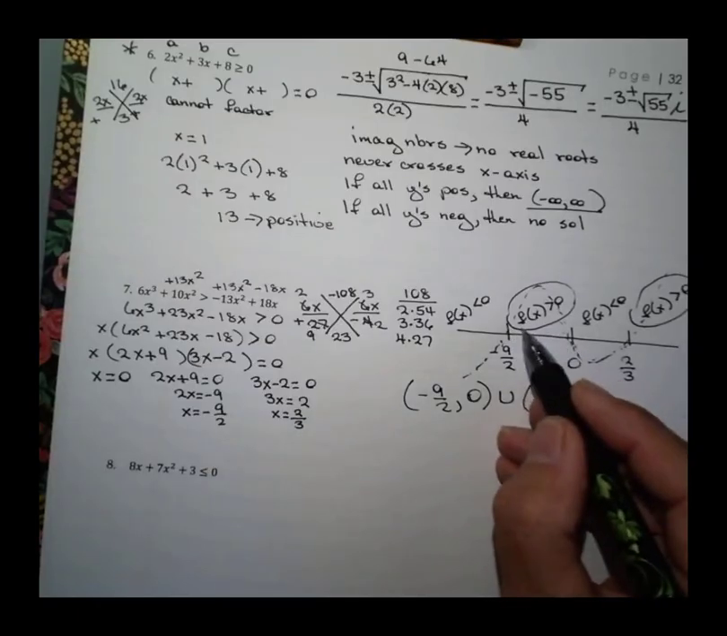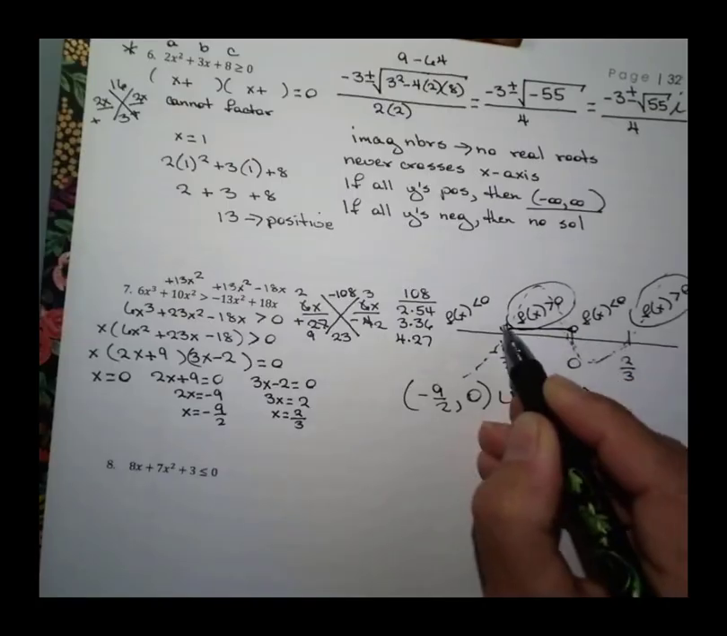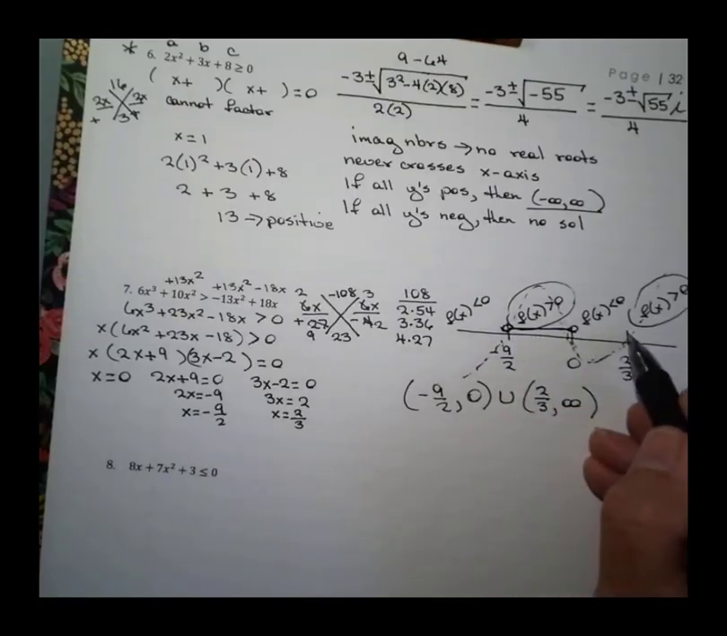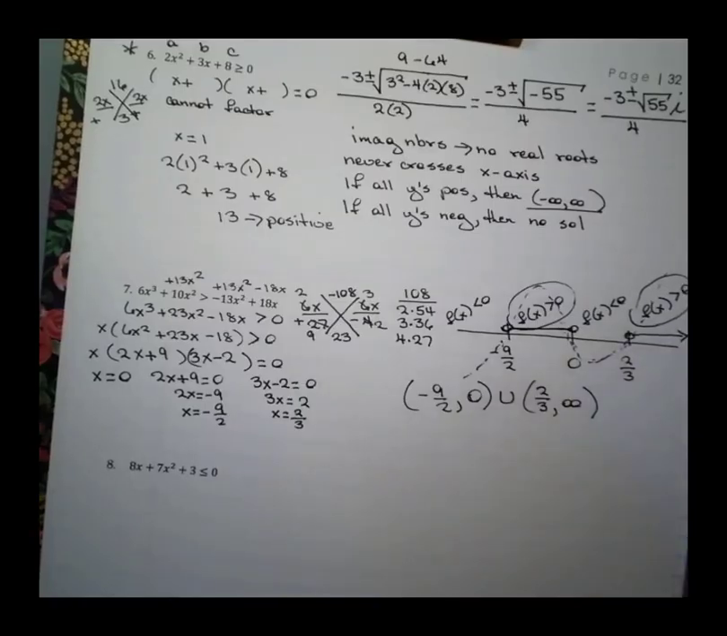So if I were to graph it, I've kind of jumbled it up. You would have these points with an open circle at each end, and then you would have these points, open circle here, all the way to positive infinity.